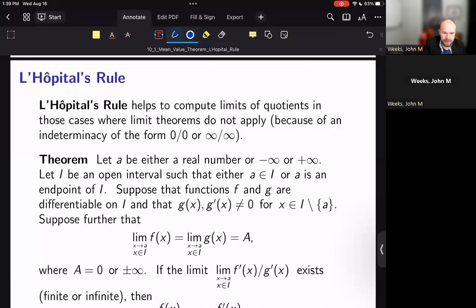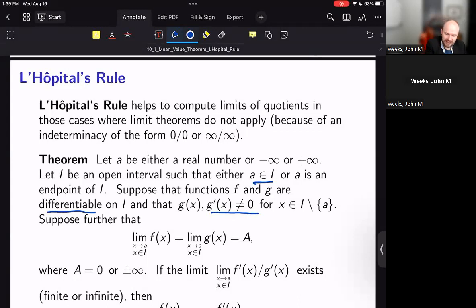Any of these is going to be fine. Now take I to be an open interval such that either a is in the interval or a is an endpoint of it. So it's approaching, say, from the left or the right. Suppose that functions f and g are differentiable, that g and g prime are both not equal to 0 for all x, at least potentially outside of that point a.